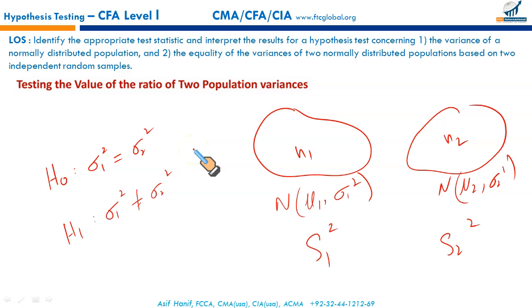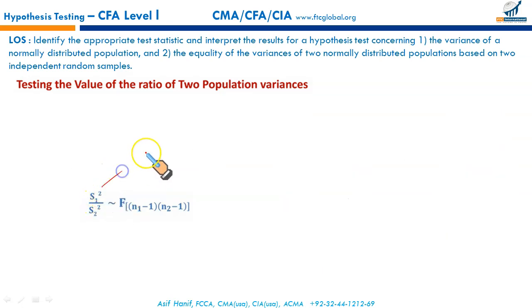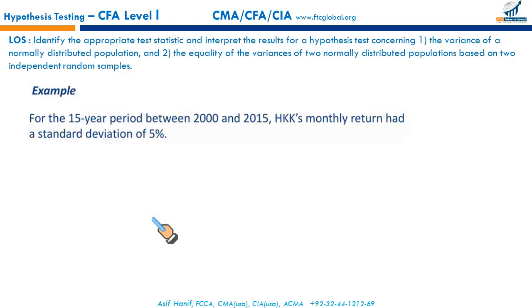Since we are now talking about the ratio of two population variances, we have a new distribution called the F distribution. S1 squared over S2 squared follows the F distribution. The decision rule is to reject the null hypothesis if the test statistic falls within the critical region of the F distribution. We will do all the questions related to this LOS, and that will further clarify the concept.